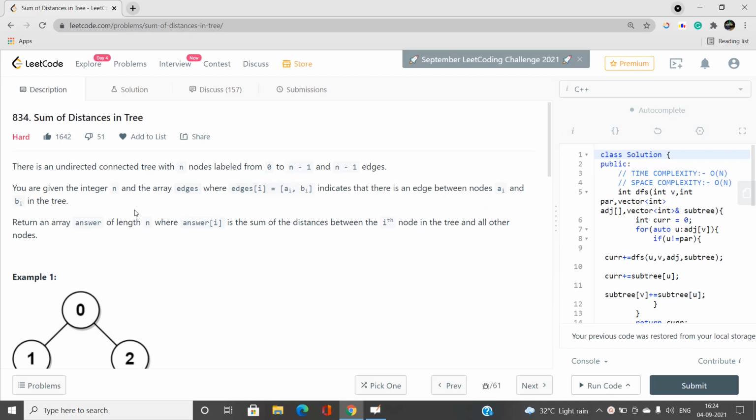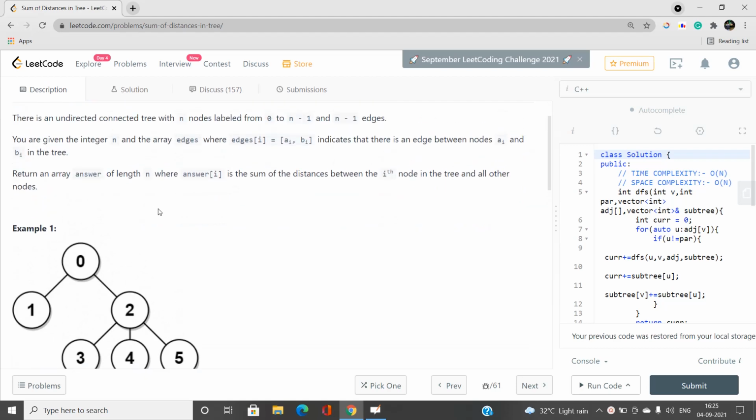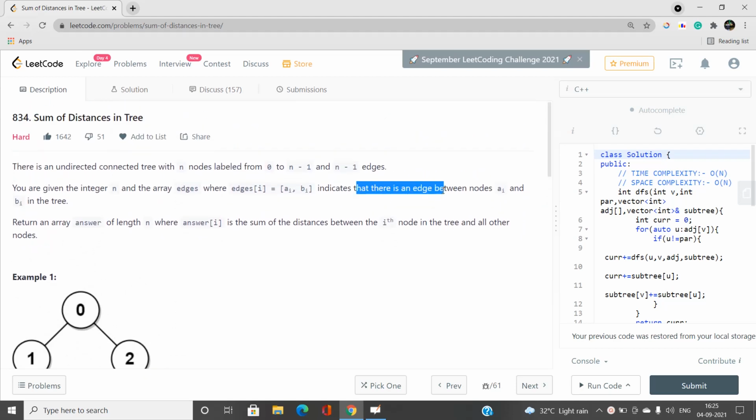So basically we have been given the n minus 1 edges in the form of a vector, and each vector size will be 2, meaning there is an edge between ai and bi. We have to return an array answer of length n, where answer of i is the sum of the distances between the ith node in the tree and all the other nodes.